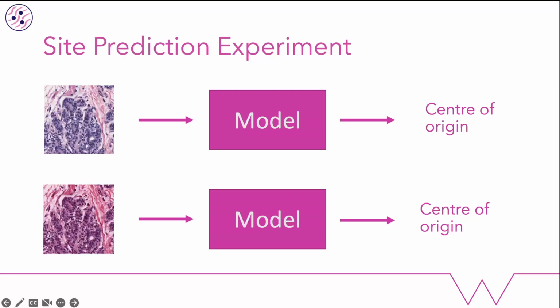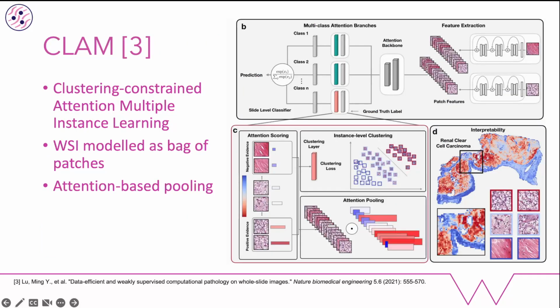For this experiment, we used two predictive models, which fundamentally work differently in order to marginalize the effect of choice. The first model is clustering-constrained attention multiple instance learning, also known as CLAM. This is a popular method that considers each whole slide image as a bag of patches and then uses an attention-based pooling function for obtaining slide-level representations from patch-level representations.